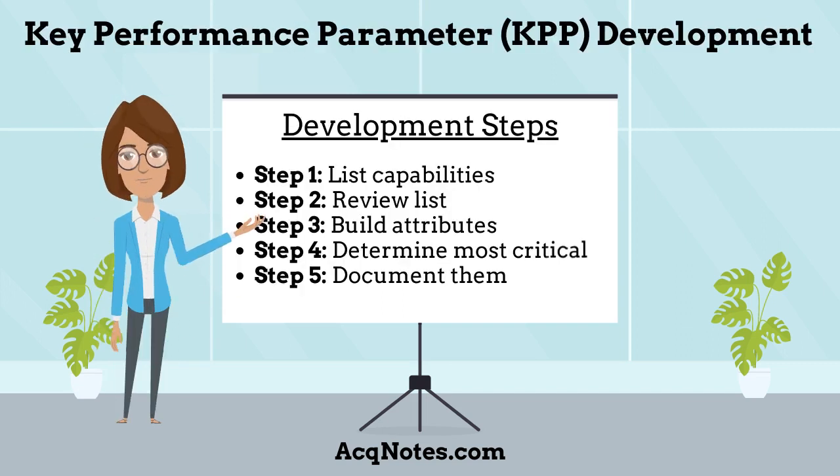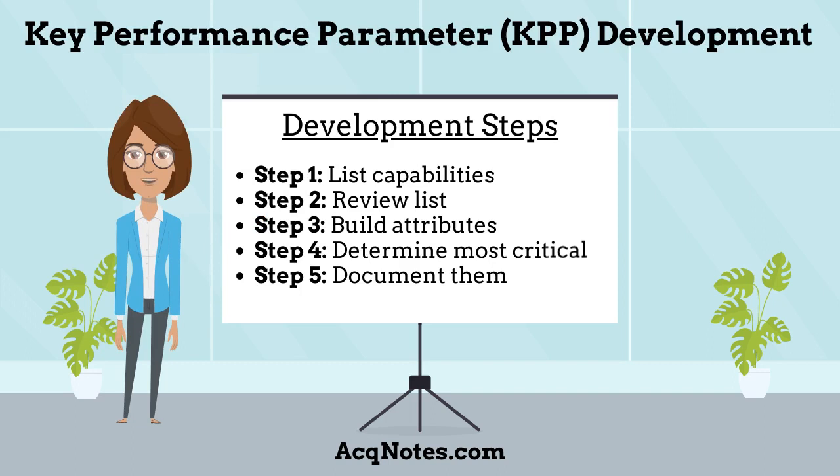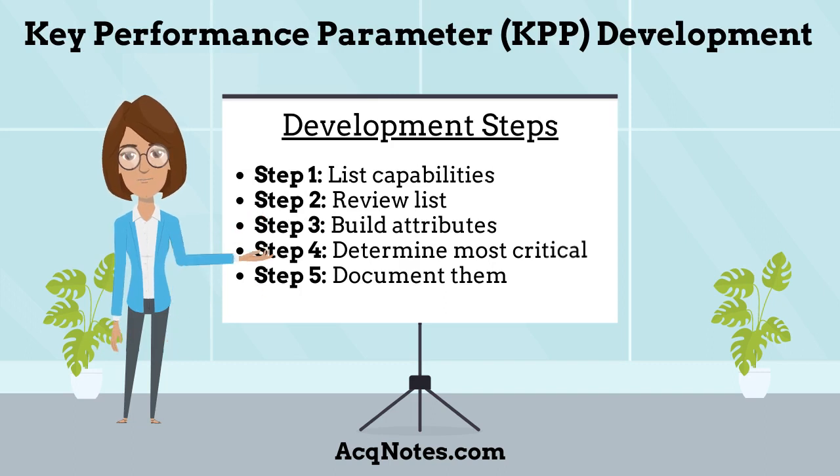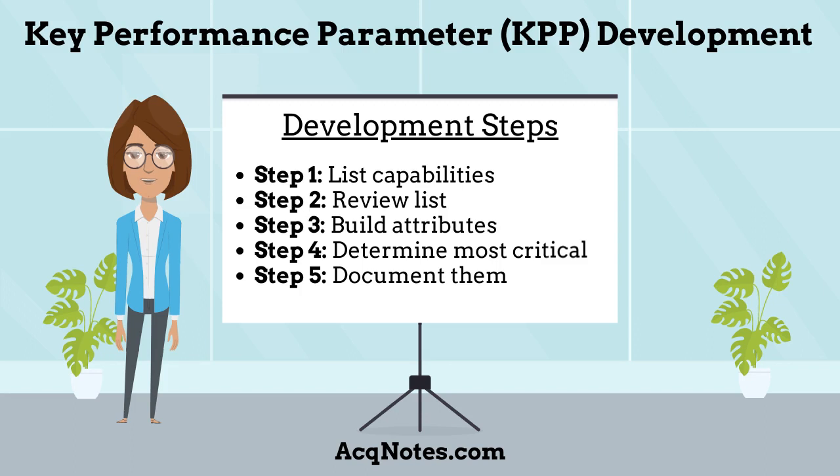There are 5 steps associated with key performance parameter development. These steps are: Step 1, list required capabilities for each mission or function as described in the proposed Capability Development Document and Capability Production Document.